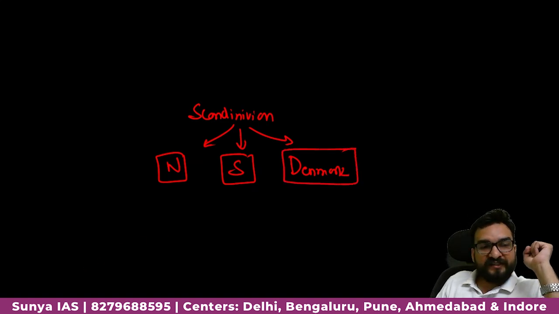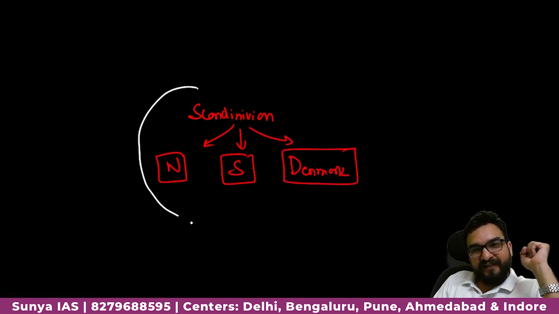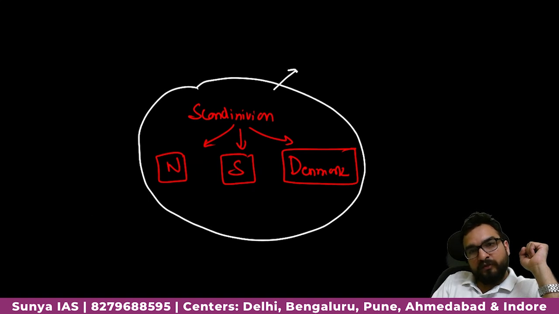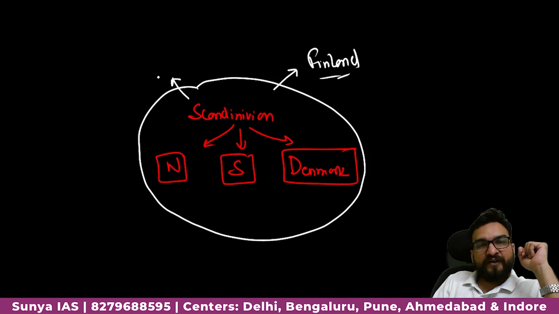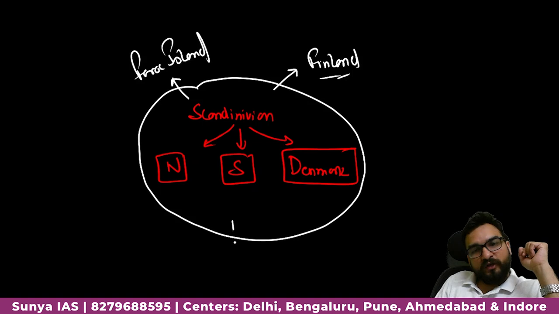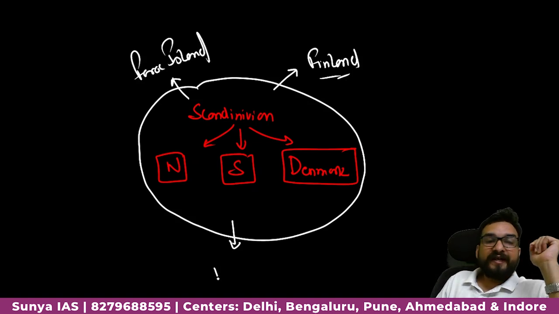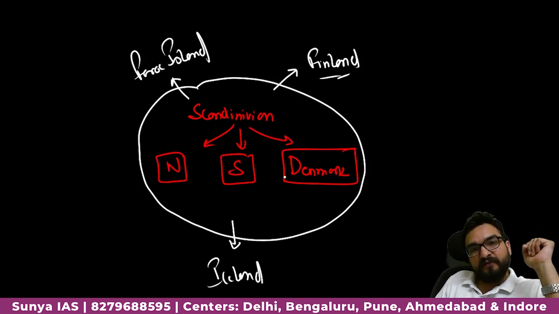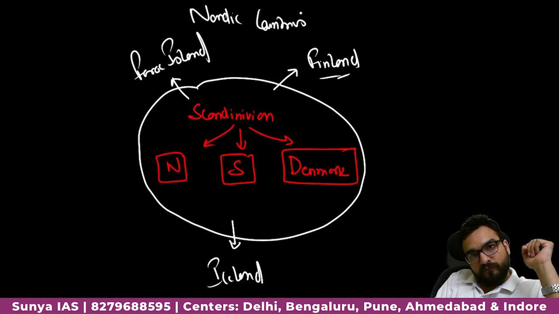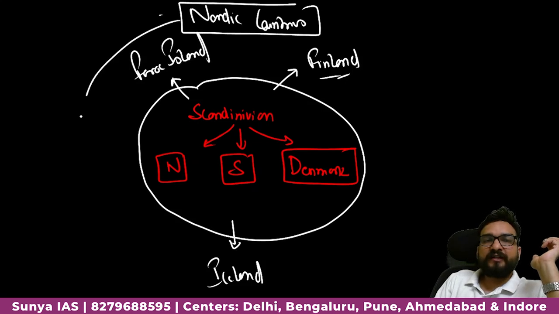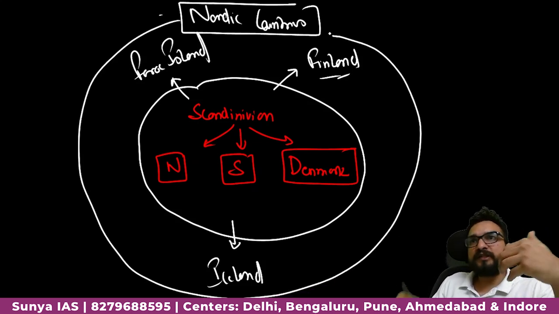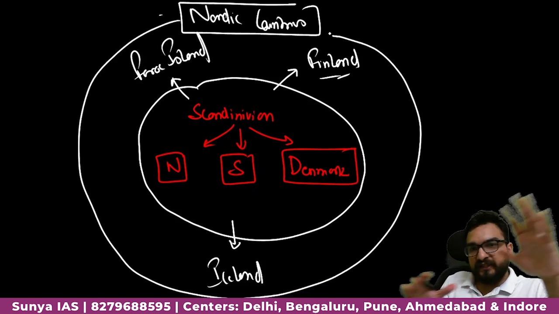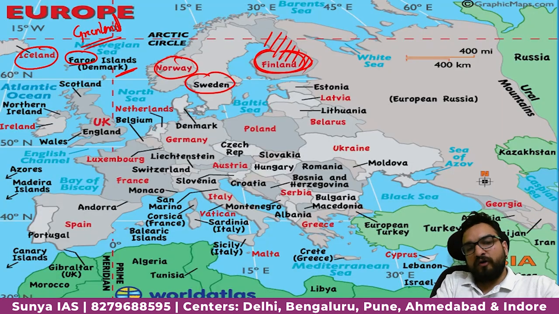So these are Scandinavian countries. If I include one more country, that is Finland, and if I include Faroe Island, and one more, that is Iceland, then this will become my Nordic countries. Just like this, try to understand. You don't have to know the cultural or political history of these countries, right? Just know their capitals for now.